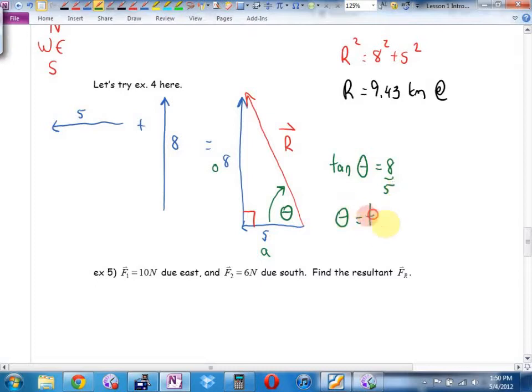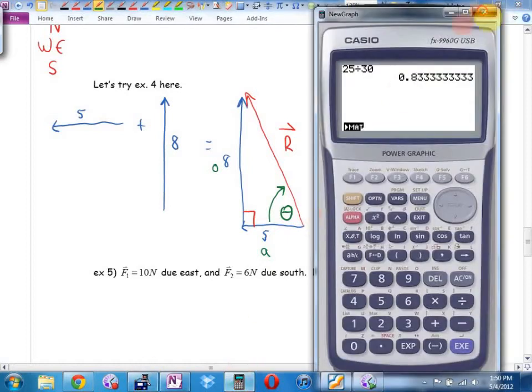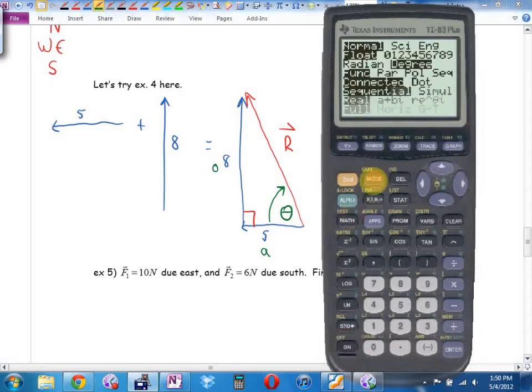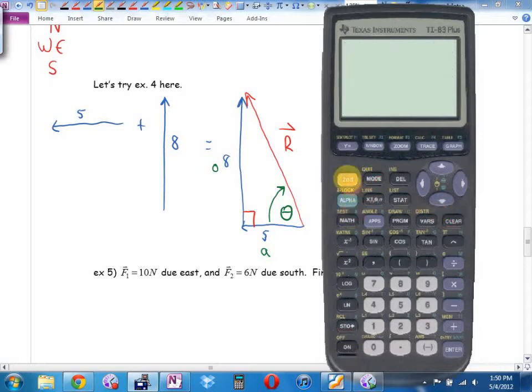Theta is going to be the inverse tangent of 8 over 5. Make sure I'm in degrees, Mr. Dueck. Am I? I am. Inverse tangent of bracket 8 over 5. You get 58 degrees.